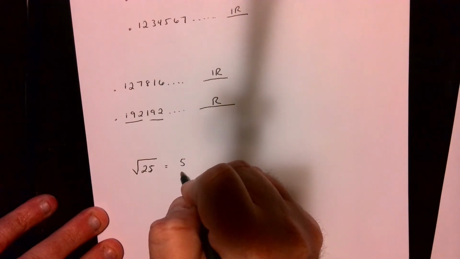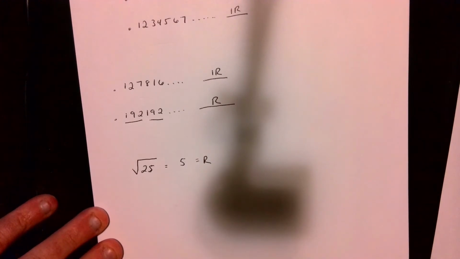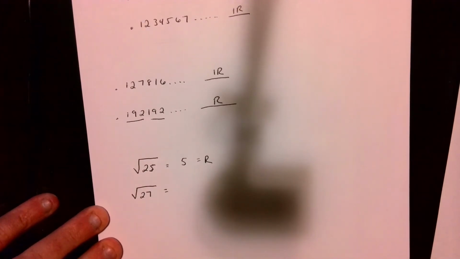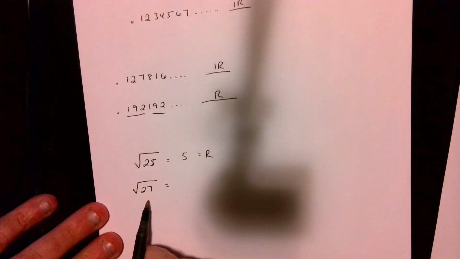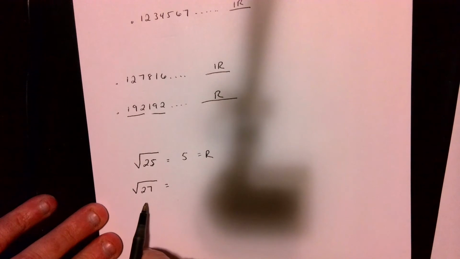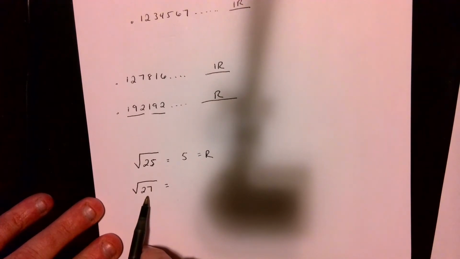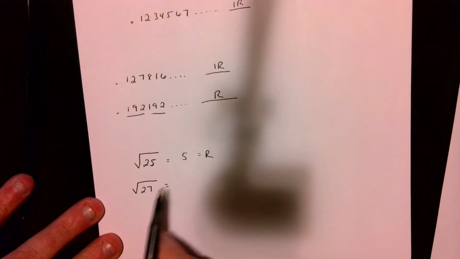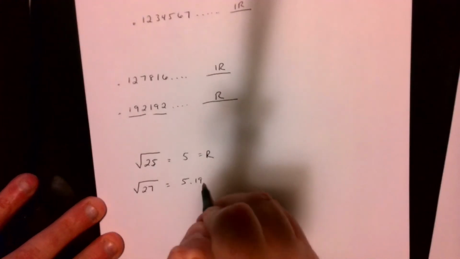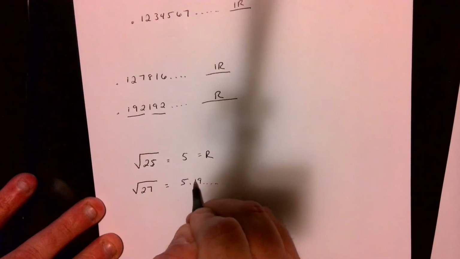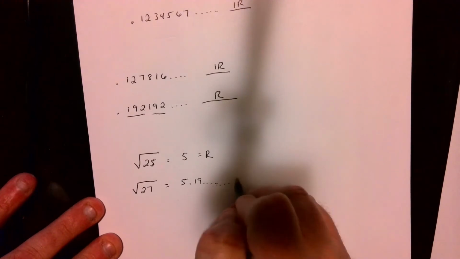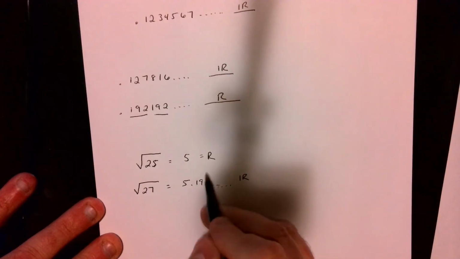Square root of 25 is 5. Whoa, 5's a whole number. It stops. Therefore, it must be rational. But let's say we take the square root of like 27. What number times itself gives you 27? There isn't one. So if you put this in your calculator, you roughly get like 5.19 dot dot dot, and so on. I don't know, I have a calculator in front of me. 5.1 something dot dot dot. It doesn't repeat, and it goes on forever. Therefore, it is irrational.